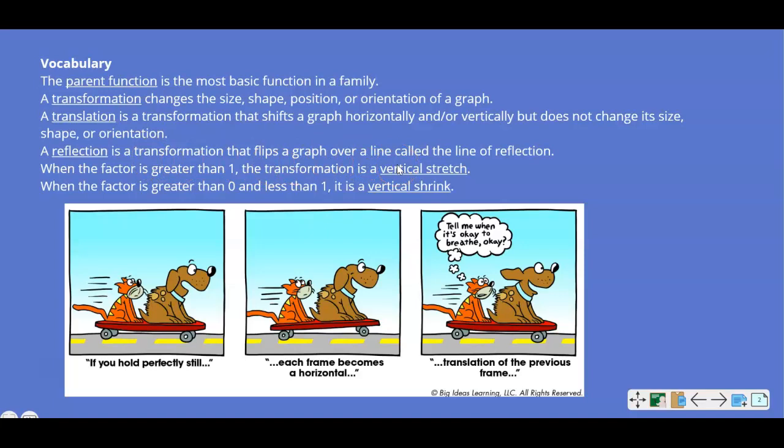Often that will be the x-axis or the y-axis or something like that. When the factor is greater than 1, the transformation is a vertical stretch. So a vertical stretch means you've got a factor greater than 1 for your a value. When the factor is greater than 0 but less than 1, meaning it's a fraction, it's a vertical shrink. Pause the video if you need to. Take time to make sure you've got those in your notes, and when you're ready, you can move on.